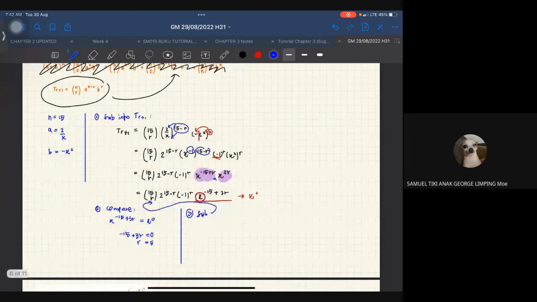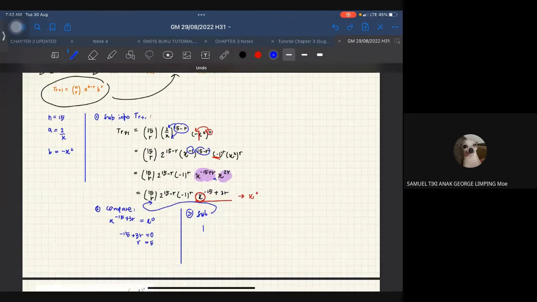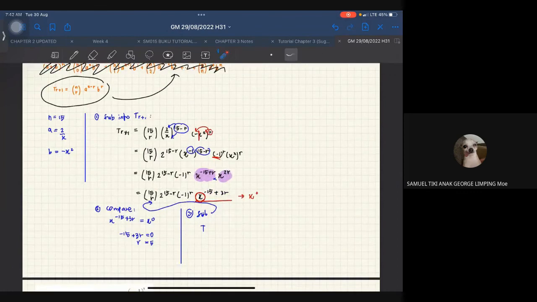Okay, so you will get T. So subject dia tadi adalah T r plus 1. Okay, so this one over here dia adalah T r plus 1. So bila kita dah tahu nilai r, dia akan jadi r plus 1, maksudnya 5 plus 1 which is T6. Okay, so sebenarnya term yang independent of x tu adalah term yang ke-6. It's the 6th term. So dapatlah T6 sama dengan 15C5, okay, and then 2 power of 15 minus 5. Okay, and then negative 1 power of 5.